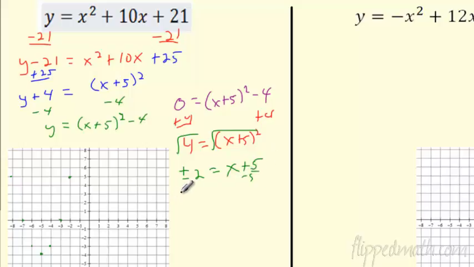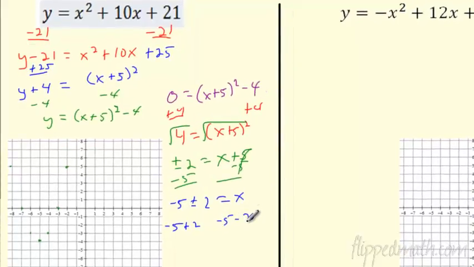And then I'm going to subtract the 5 from both sides. So those cancel. And I'm looking at what? Negative 5 plus or minus 2 equals x. And again, that's saying like -5 plus 2 or -5 minus 2. So we're looking at -3 and -7 are my two roots. Did that match up? Sure, -3 and -7.